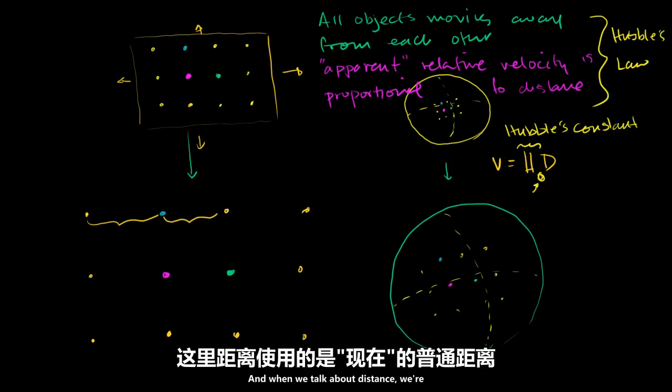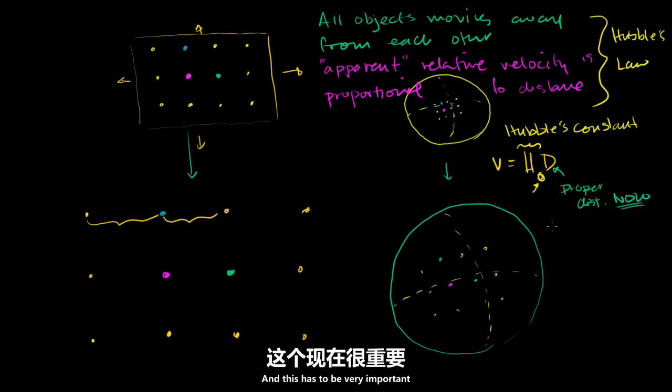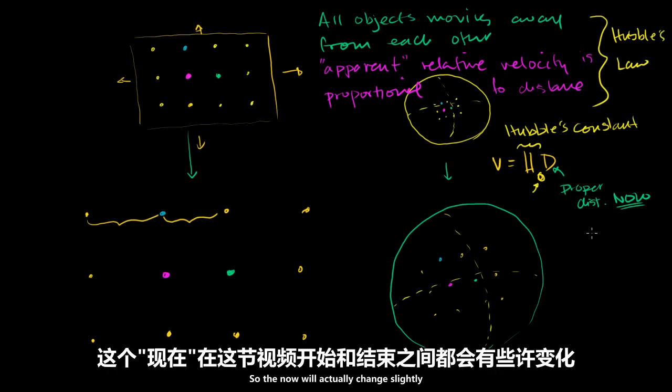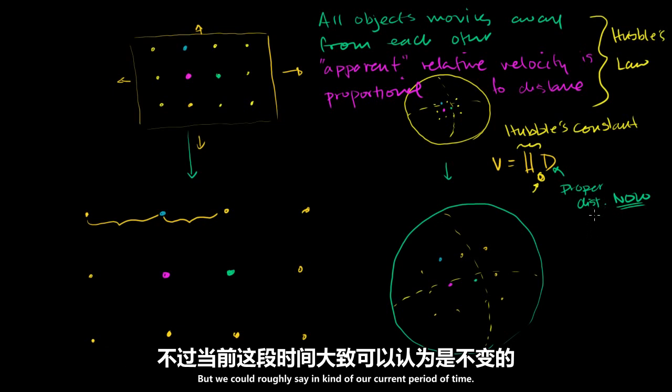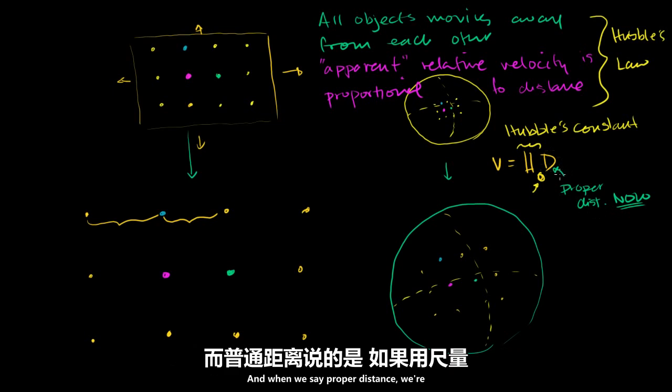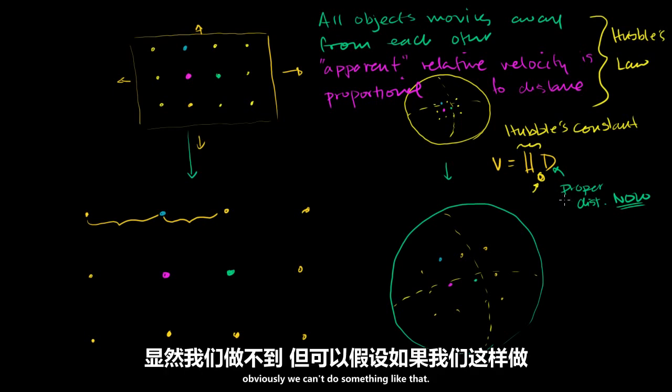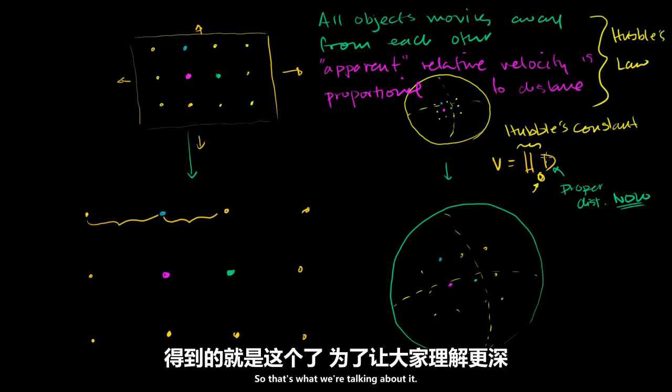And when we talk about distance, we're talking about the proper distance right now. And this has to be very important, because that proper distance is constantly changing as the universe expands. So, the now will actually change slightly from the beginning of this video to the end of this video. But we can roughly say in kind of our current period of time. And when we say proper distance, we're talking about if you actually had rulers and if you were to just lay them down instantaneously. Obviously, we can't do something like that, but we can imagine doing something like that. So that's what we're talking about.